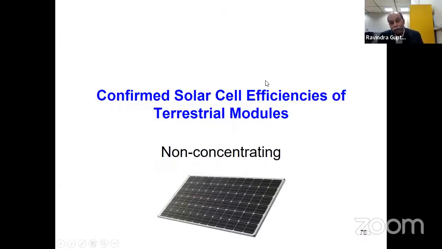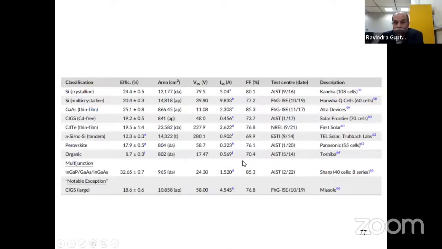And now in the concluding section, I will show the confirmed solar cell efficiencies of the actual solar cells, terrestrial modules, and for different conditions. So this is non-concentrating. These are the actual solar cells in the market by different companies: Kaneka, Hanwha, China, Alta Devices, Solar Frontier, like that. So several companies. Here for the silicon-based solar cell, you can see 24.4%. Can you see the area? It's very, very big. For multicrystalline, 20%. For gallium arsenide, 25%. For the CIGS, Cd-free, it is 19%. Thin film CdTe, 19%.